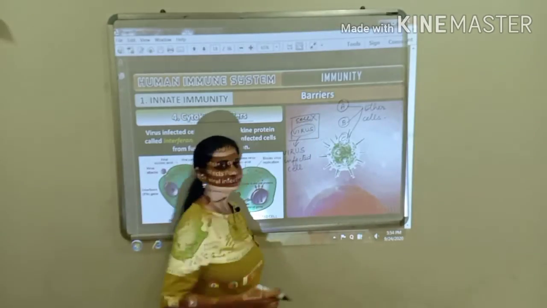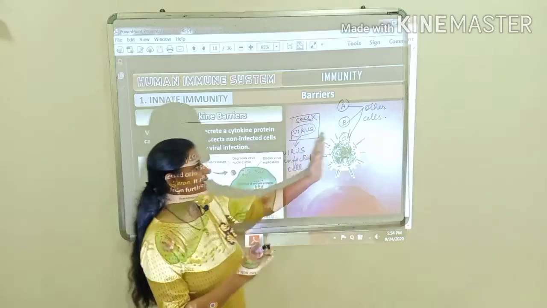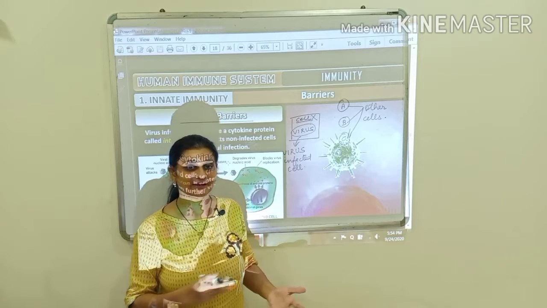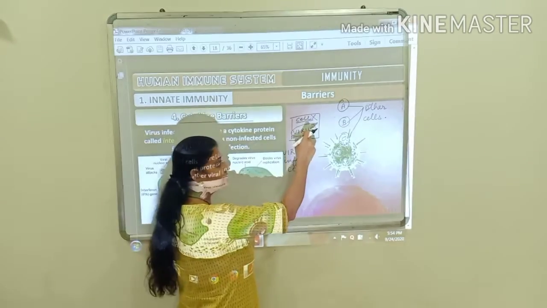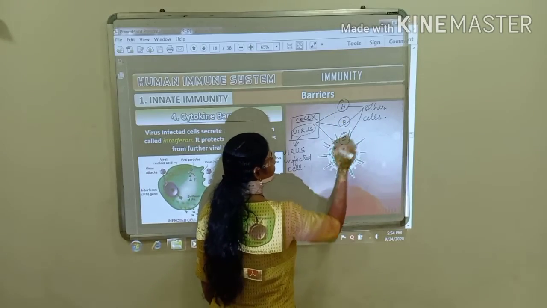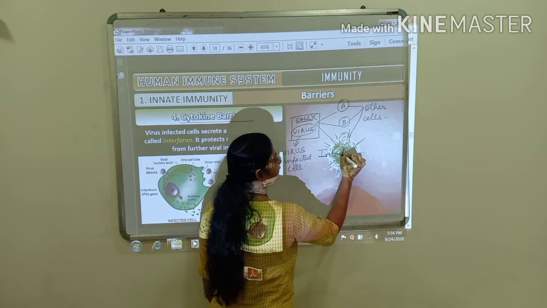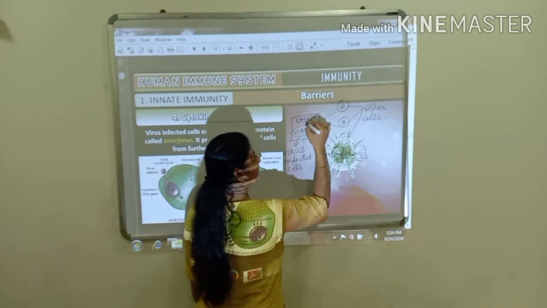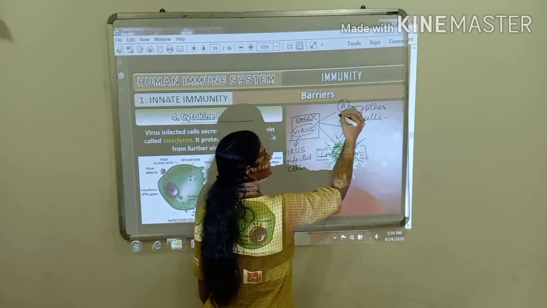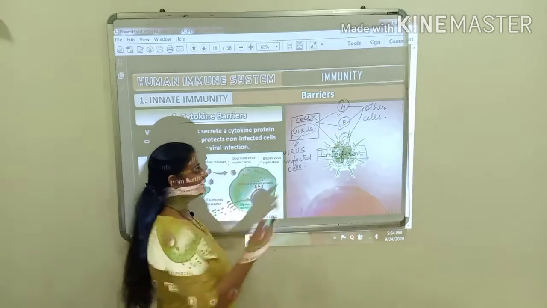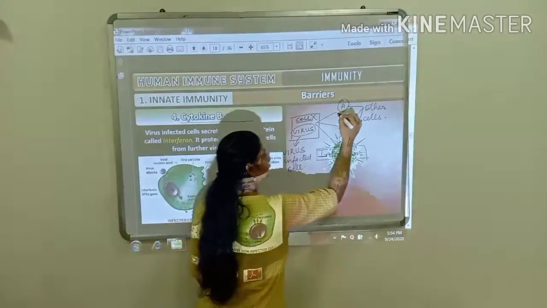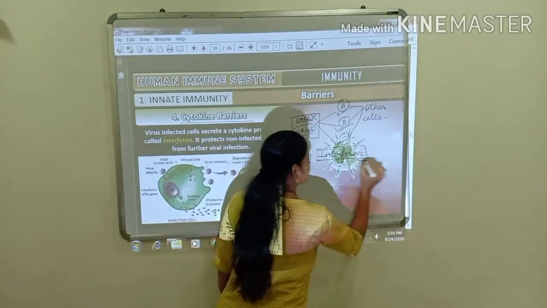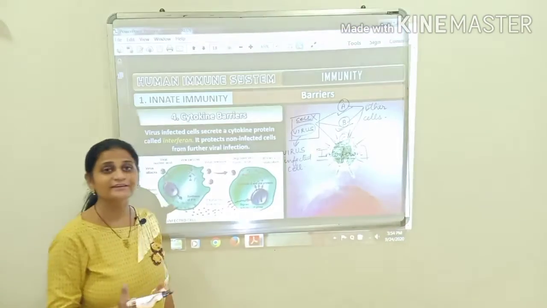So this cell will think, I am gone, but how can I save my neighboring cells, what can I do so that they survive. So what will this virus infected cell do? It will release a chemical that is called interferon. By the release of this interferon by the virus infected cell, the neighboring cells A, B and C will be protected. The cell thinks, I am gone, but you all survive. So how will it protect? By secreting the interferon, by releasing the interferon.